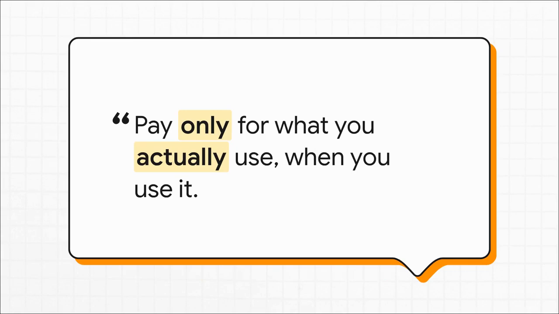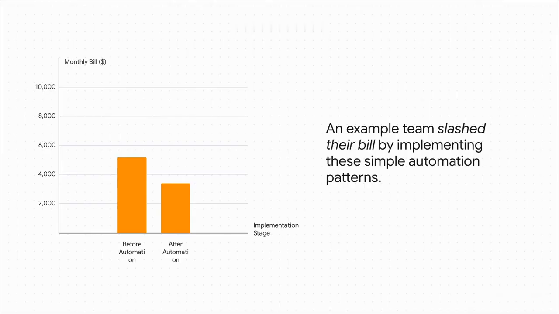And this really gets to the core idea here. It's not about being cheap. It's about being efficient. The whole promise of the cloud is this idea of elasticity, and automation is how you truly cash in on that promise. You align your spending directly with your actual usage. And the impact here, it's not trivial. We are not talking about pocket change. Just look at this example. By implementing just these few automation patterns, shutting down dev VMs, and turning on auto-scaling, this team was able to shave $1,800 off their monthly compute bill. That's a huge saving that can be put right back into building cool new things.